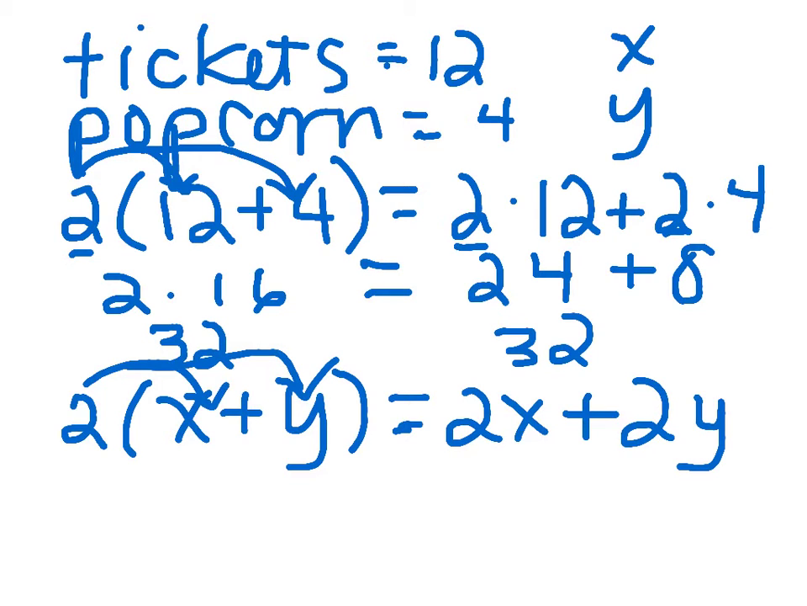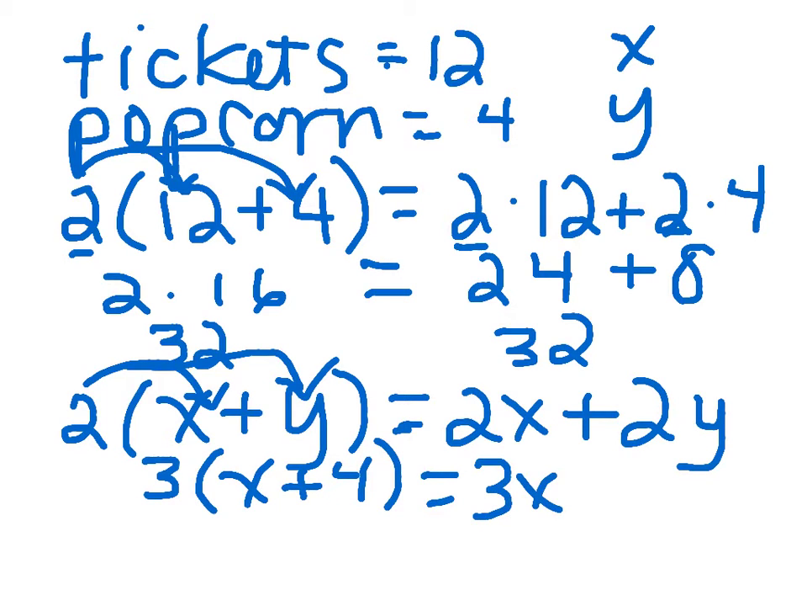This is really important in algebra because since I have an X and a Y, they are not like terms. I can't combine them. I cannot simplify what's inside of the parentheses. So in order to get rid of those parentheses, I have to use the distributive property. It always works the same. If I say 3 times X plus 4, that is the same as 3 times X, which we always write as 3X, plus 3 times 4, which is simplified as 12.